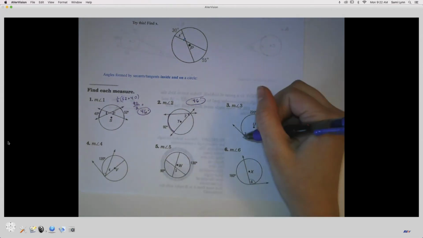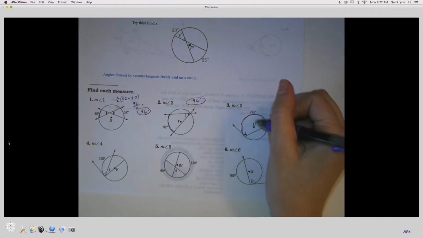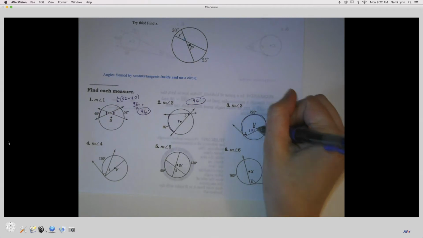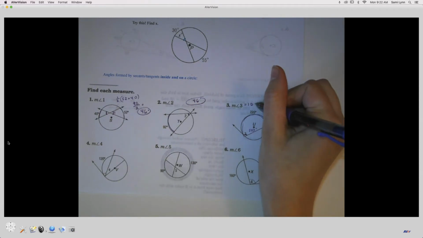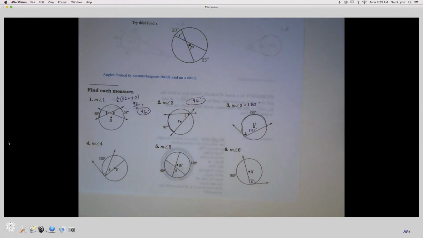I've got this beautiful arc, and all I have to do is divide by 2, so I get 110 is the measure of angle 3. Almost wrote 100. All right, so number 4, a little bit more thinking to do here, but nonetheless, we can do it.